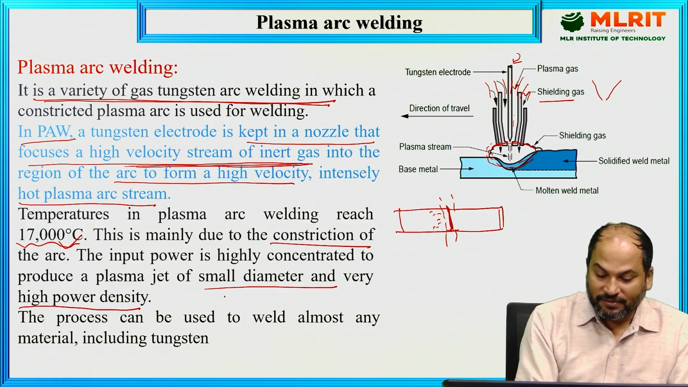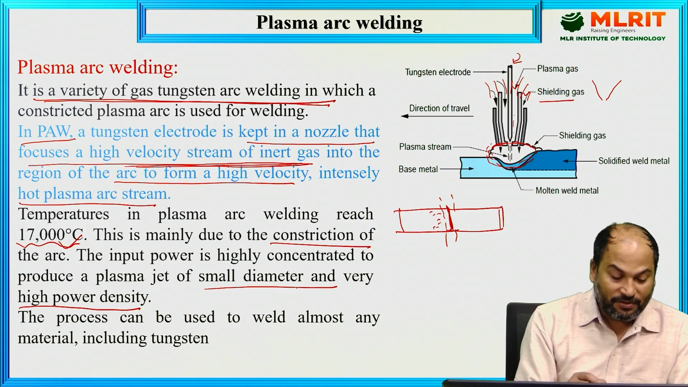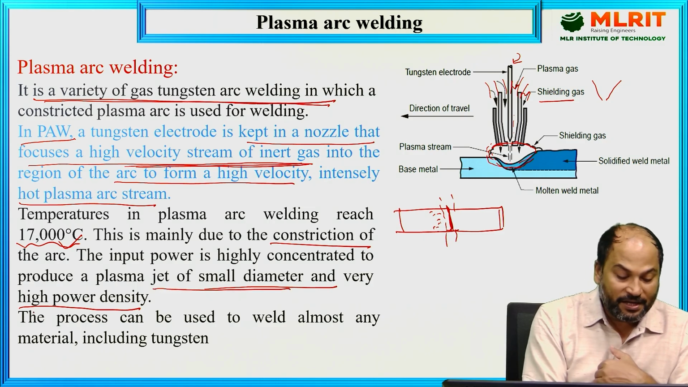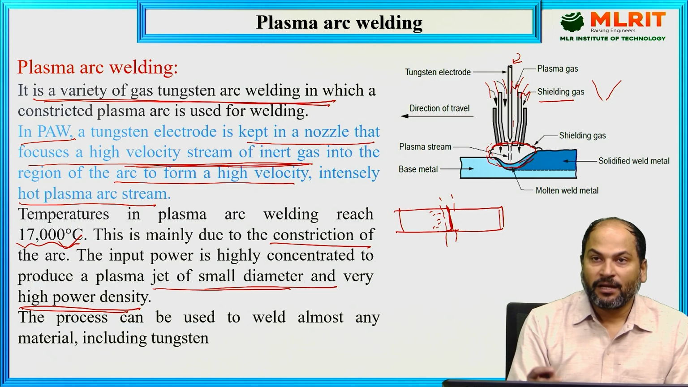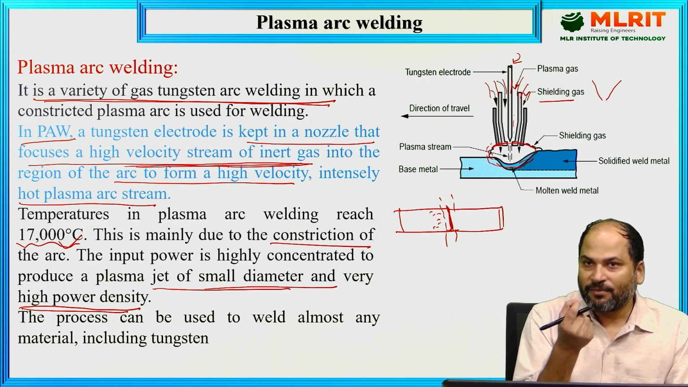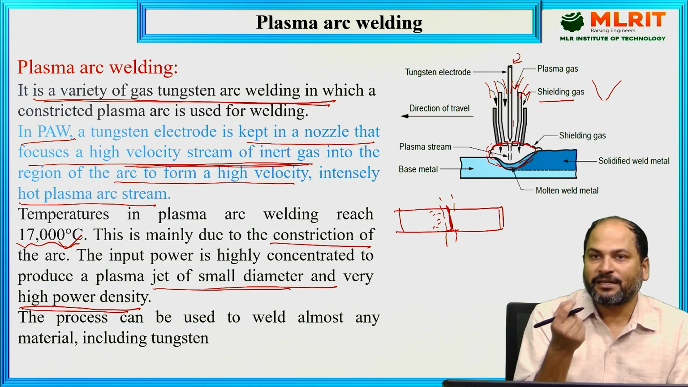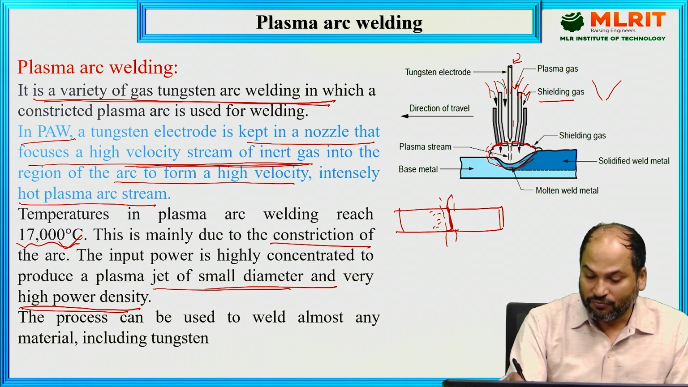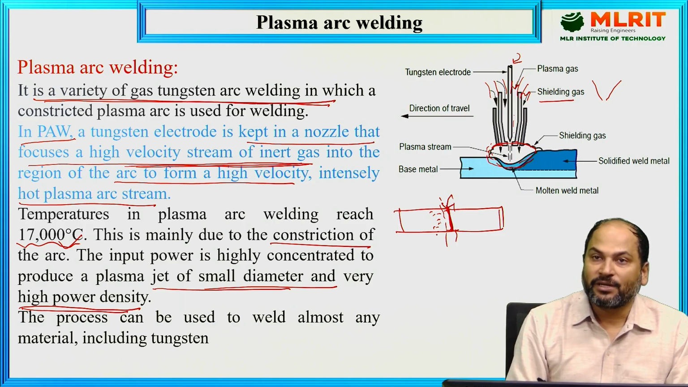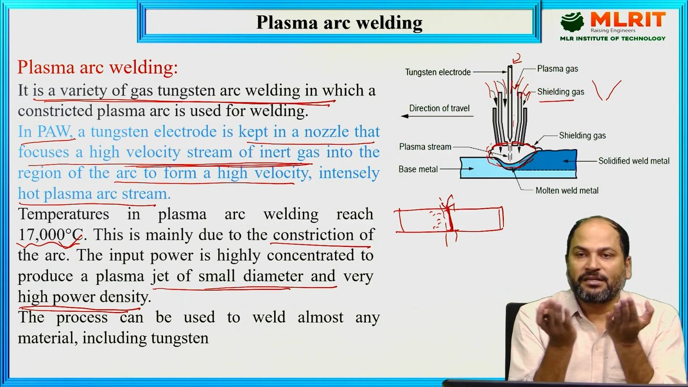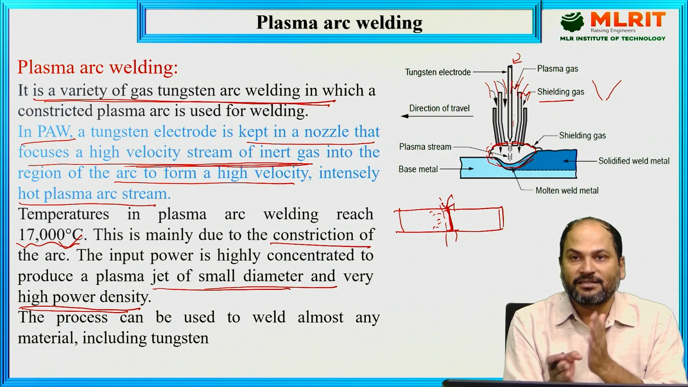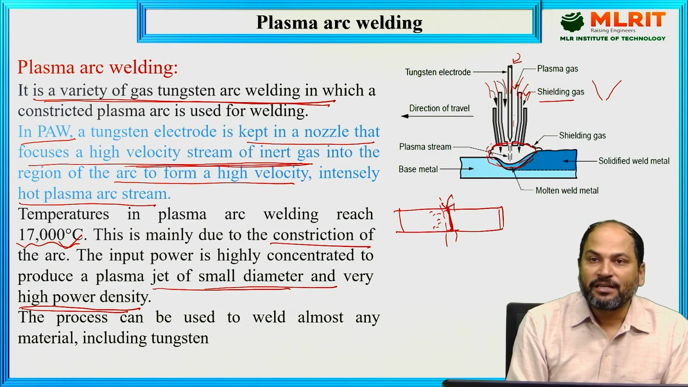So it is very, very important to understand what has been written here about plasma welding: a jet of small diameter and very high power density. The plasma jet that comes out through the nozzle we use for welding has a very small area. So if we have to do welding in this area, it is going to put heat in this area only. It will not spread and affect the other part of the workpiece. That is the reason this process is used for very precise welding.